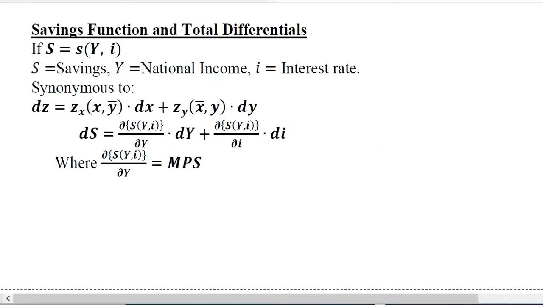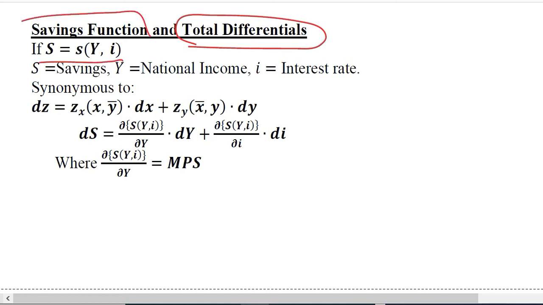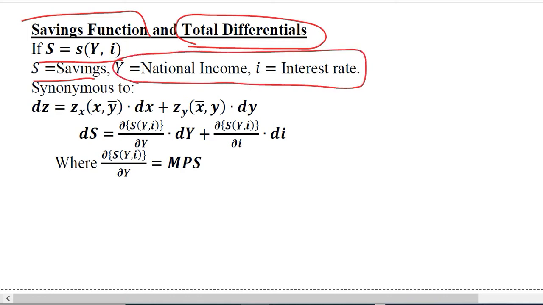After understanding the total differential for its concept, we can apply it on economic situations like the savings function. We know that savings are dependent upon income as well as the interest rate. So, for that we can calculate the total differential to see the overall change in the savings due to income and interest rate.